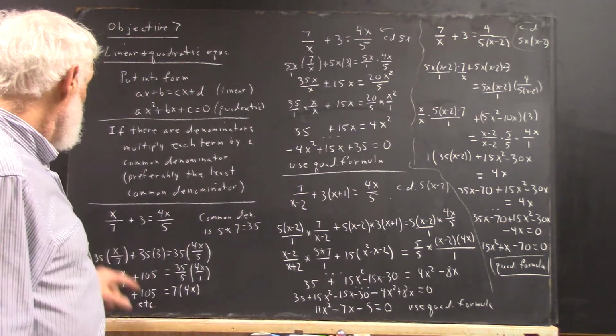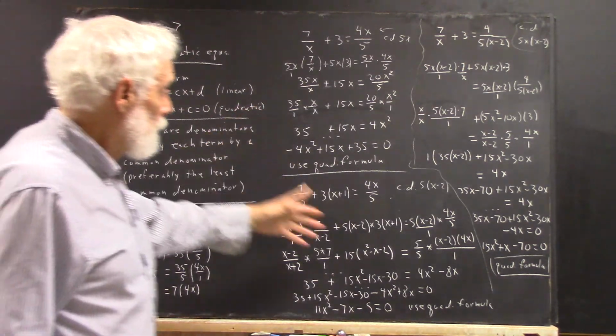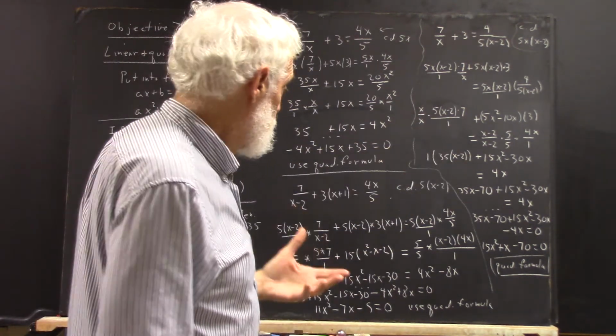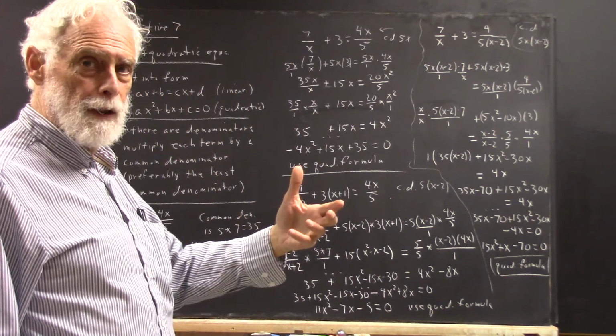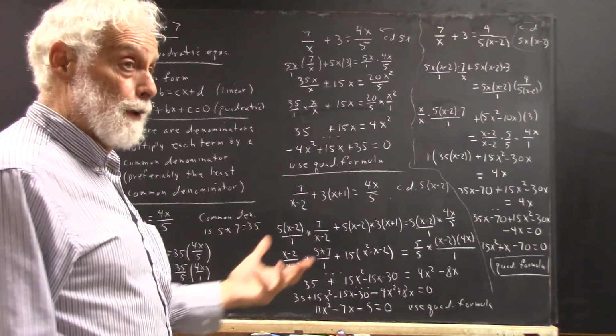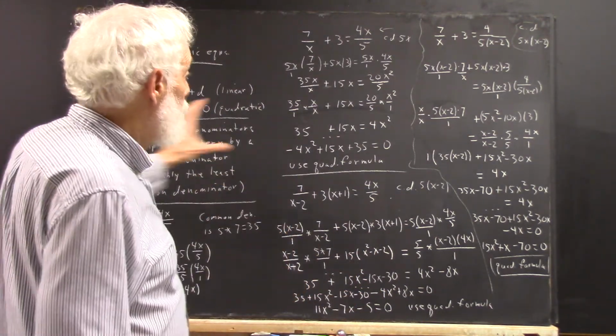Here's one that does end up linear. These others end up quadratic. You want to be alert to whether an equation ends up linear or quadratic. Of course, there are equations that end up neither linear nor quadratic, but right now, that's what you're going to see.